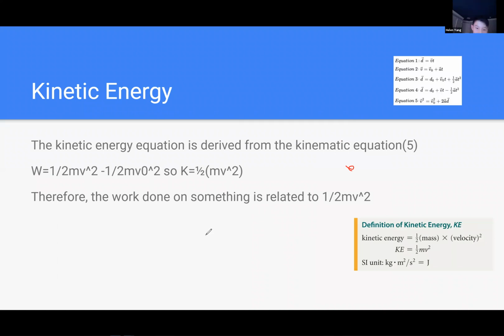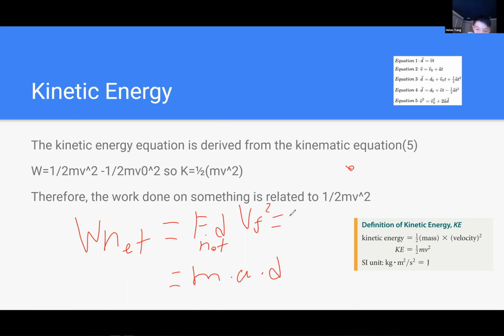And kinetic energy. First of all, the net work done on an object is equal to the force times the distance. And in this case, when it's the net work, you have to write the net force as well. The net force is equal to the mass times acceleration, so you would write mass times acceleration times the displacement. And by using kinematic equation number 5, you can write V final squared is equal to V initial squared plus 2 times the acceleration times the distance.